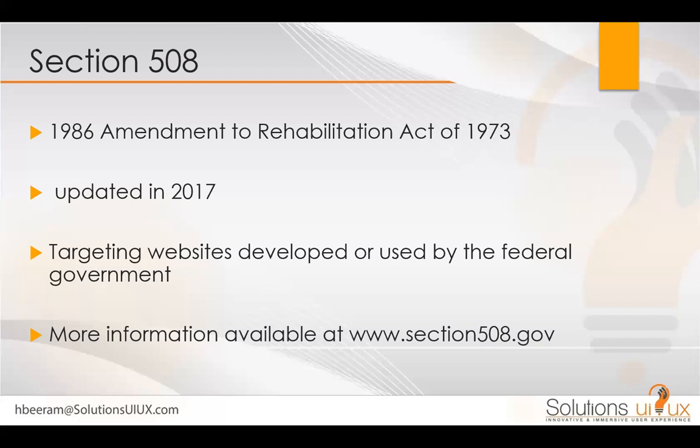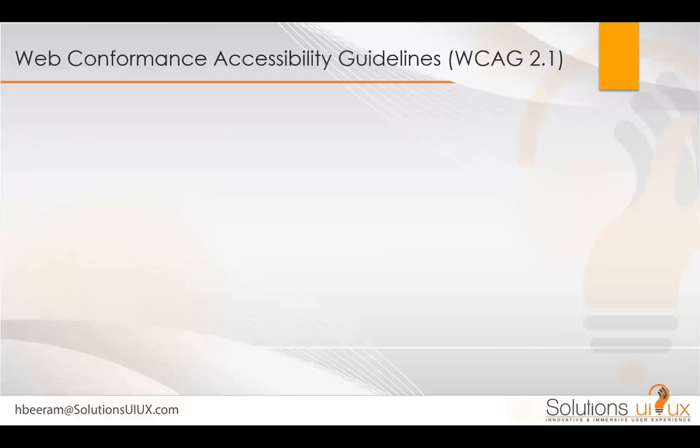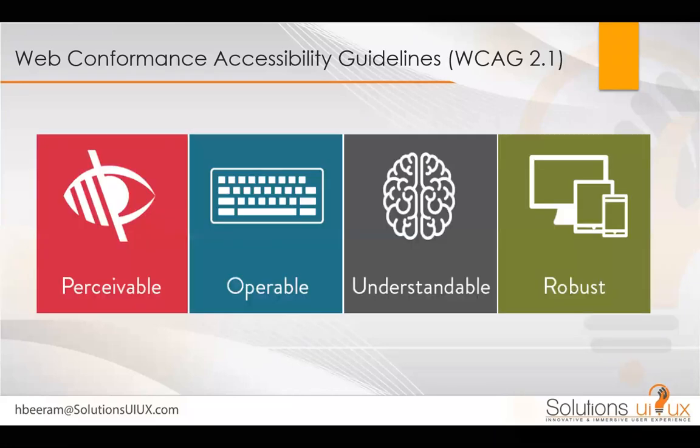If you would like to learn more, you can go to section508.gov, which gives much deeper information. So, the Web Content Accessibility Guidelines, generally called WCAG. What is it? There are four major principles: perceivable, operable, understandable, and robust.